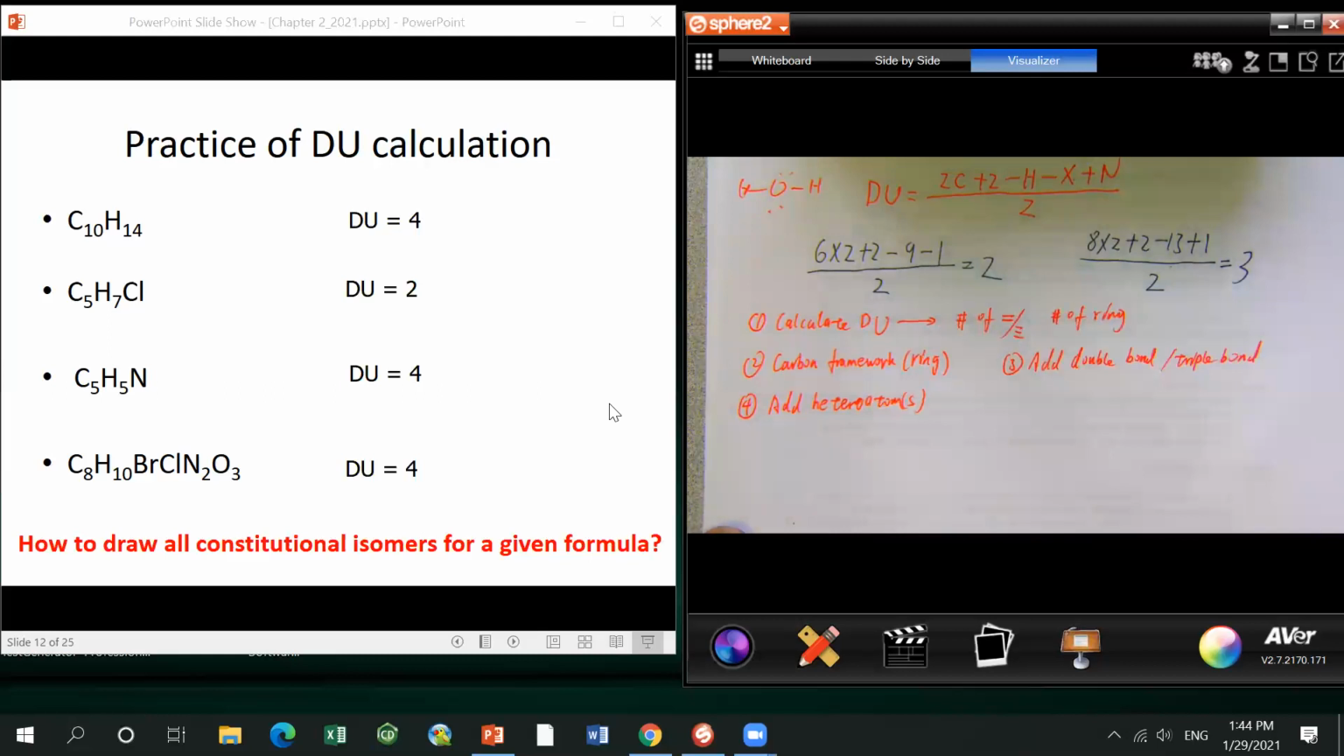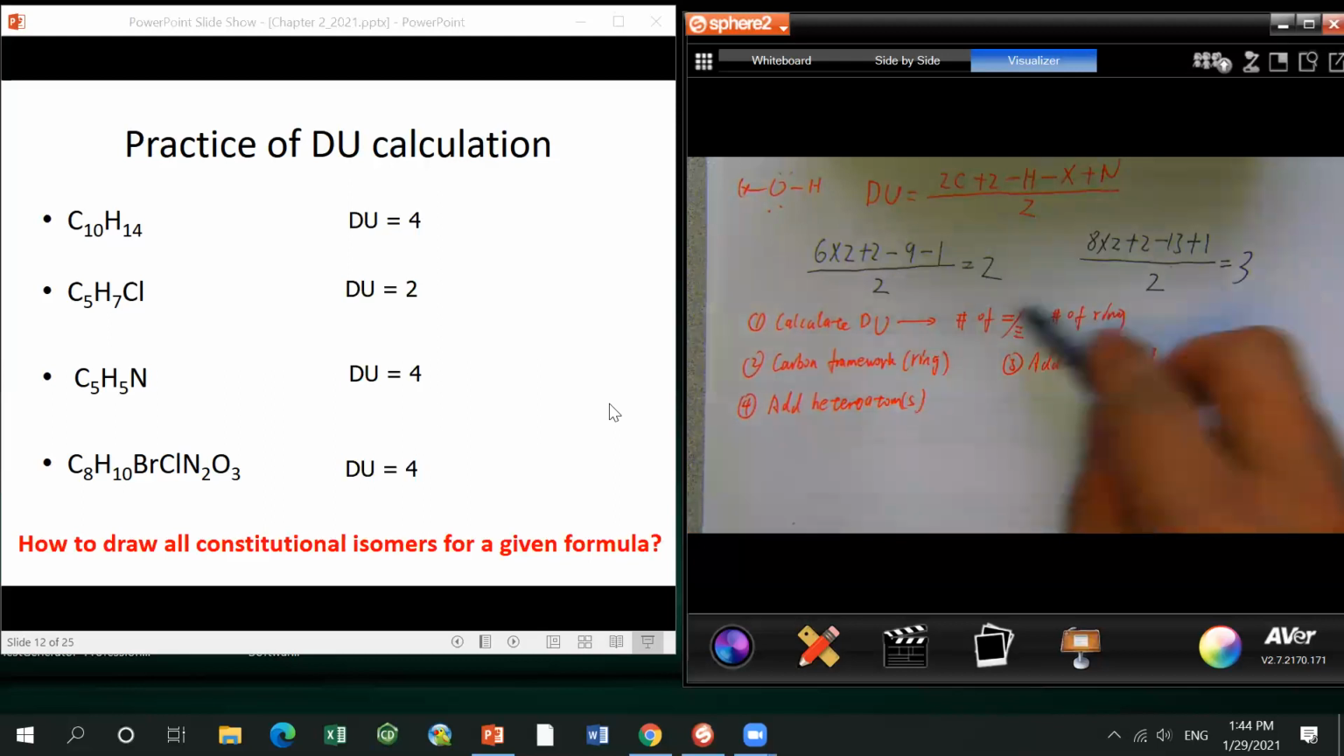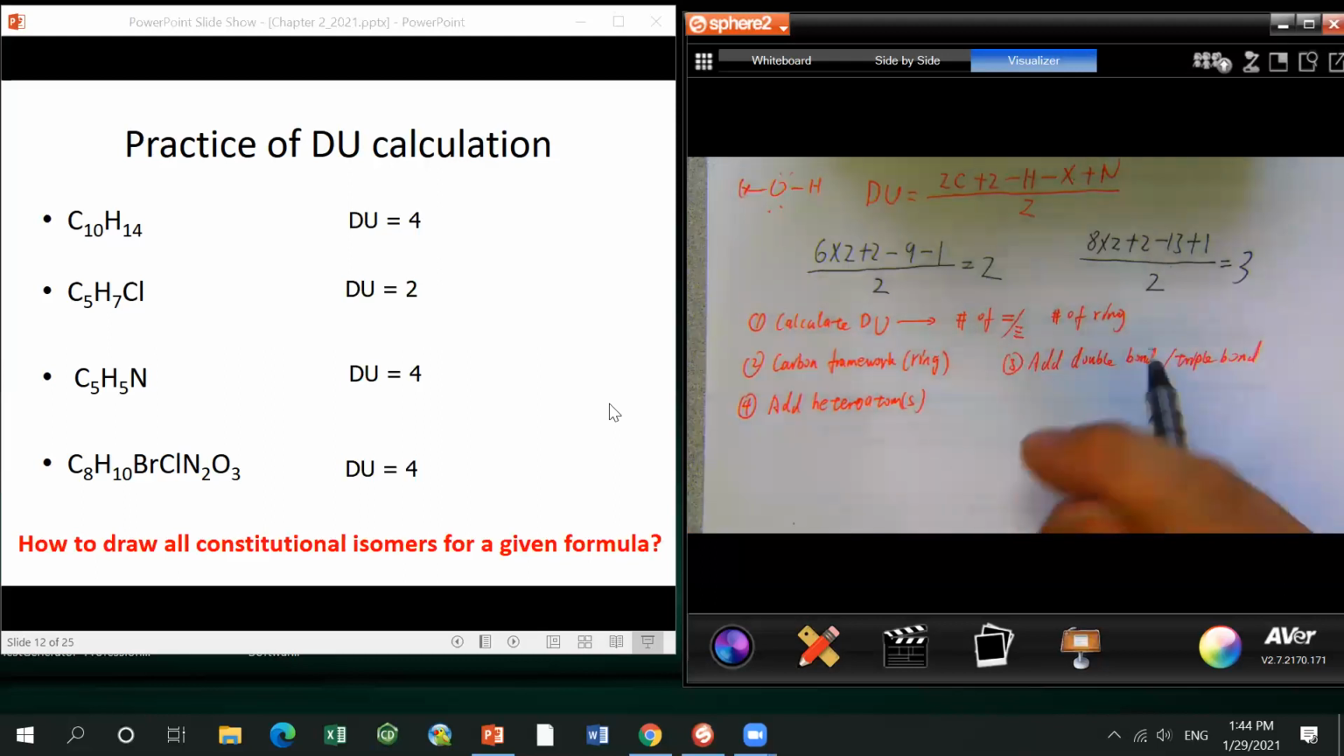All right, there are some situations where you need to add more than one heteroatom. In this case, you add one heteroatom first to get some base structure, and then based on each base structure, you add a second heteroatom. I will give one example later, so don't worry. Why is the calculated DU number important? Because it can provide you the right base structure.